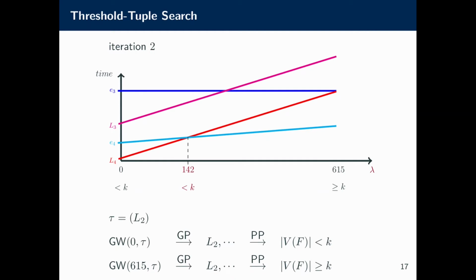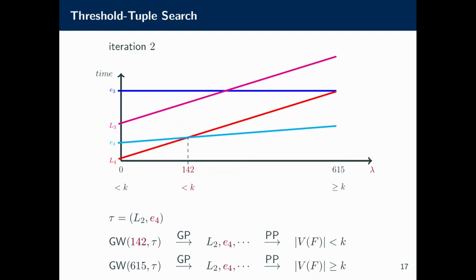Now, we observe that in the open interval between 0 and 142, the second event is the event of subset L4, and that for lambda in the open interval between 142 and 615, the second event is the event of edge E4. Note that at the value of 142, the two events are concurrent, and the algorithm finds a tree spanning less than k vertices by giving priority to edge E4 at the second iteration. Hence, we include E4 into the list and again reduce the search interval. Observe that now the second event is guaranteed to be the event of edge E4.